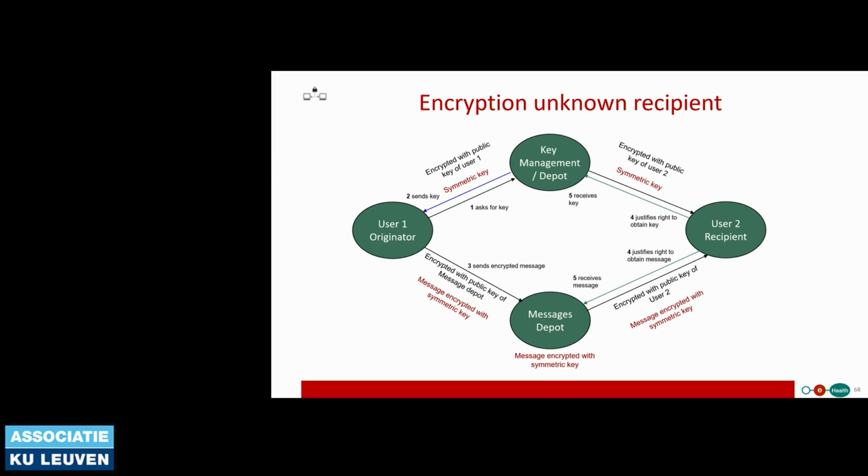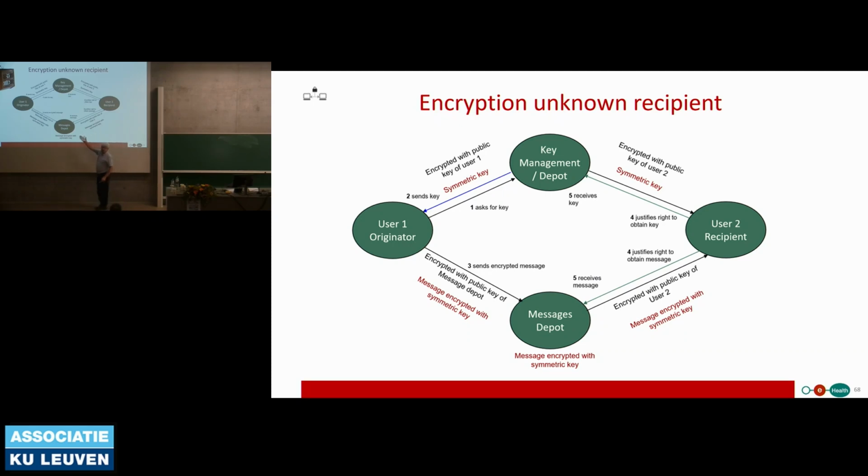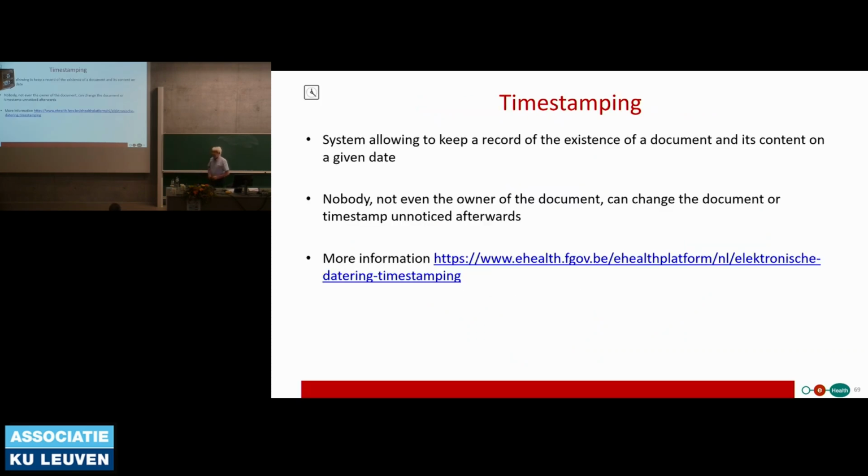The patient goes to a pharmacist, and the pharmacist will get the encrypted message and will get the decryption key, after the patient entered his electronic identity card to prove that he wants this pharmacist to have access to his prescription. So you see how the things that were explained to you are used in a pragmatic way to do this. I suppose you have also heard about timestamping in your course.